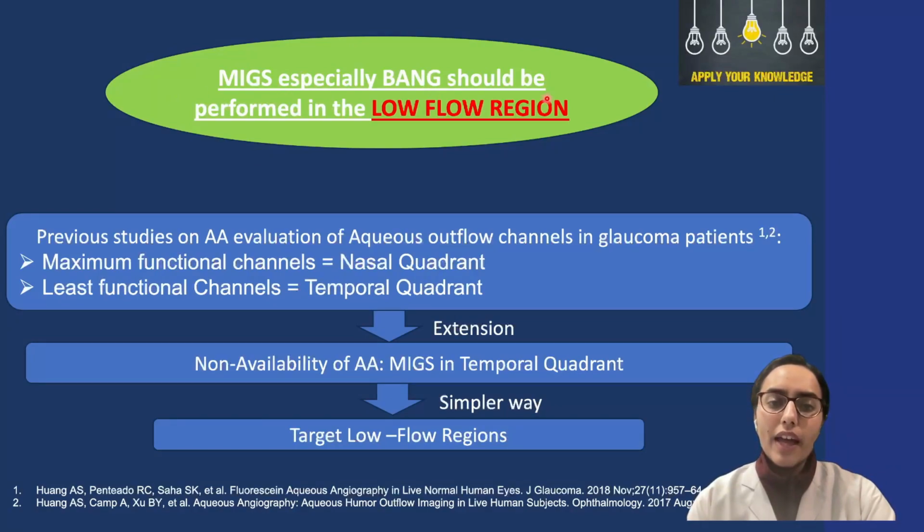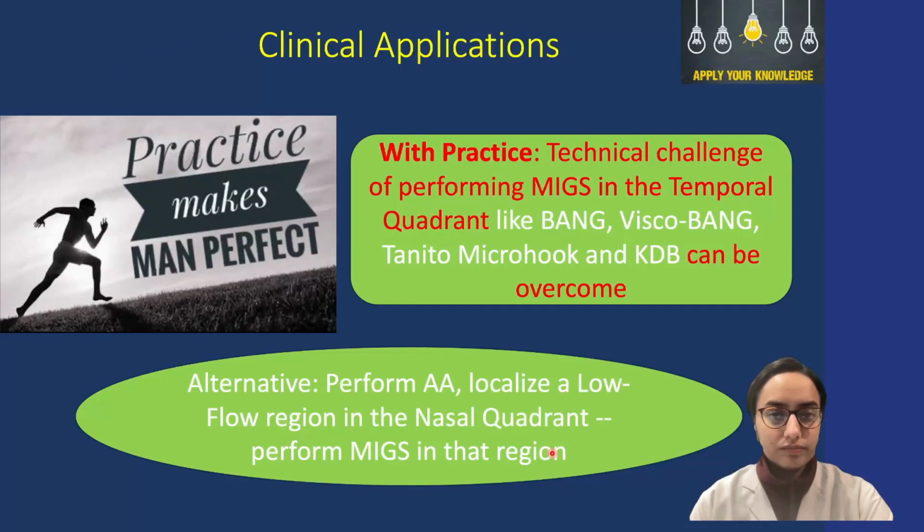MIGS, especially bang, should be performed in the low flow regions. Previous studies on aqueous angiography have found that maximum functional channels occur in the nasal quadrant and the least functional channels mostly occur in the temporal quadrant. Hence, as an extension, we can say that where there is non-availability of aqueous angiography, MIGS in the temporal quadrant is a simpler way to target the low flow regions.